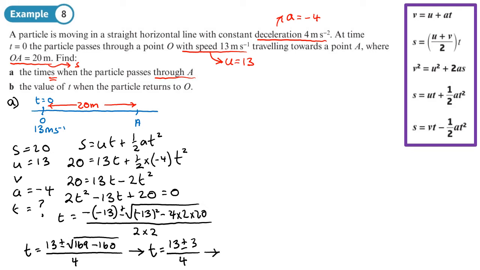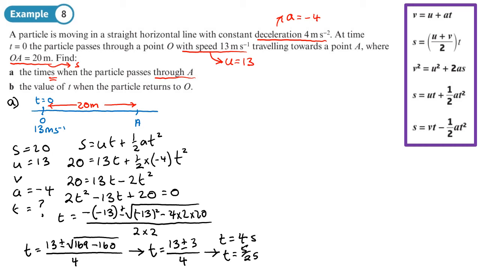So what does that give us for our values of t? Well, 13 plus 3 is going to be 16, and 16 divided by 4 is 4. So that's one value of t. And then 13 minus 3 is 10, and then 10 over 4 is the same as 5 over 2. So 5 over 2, or 2.5.